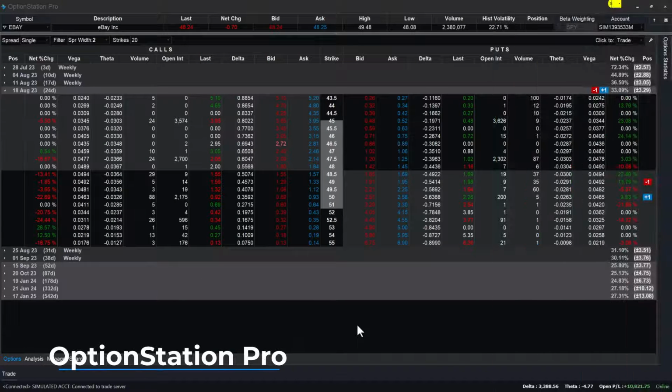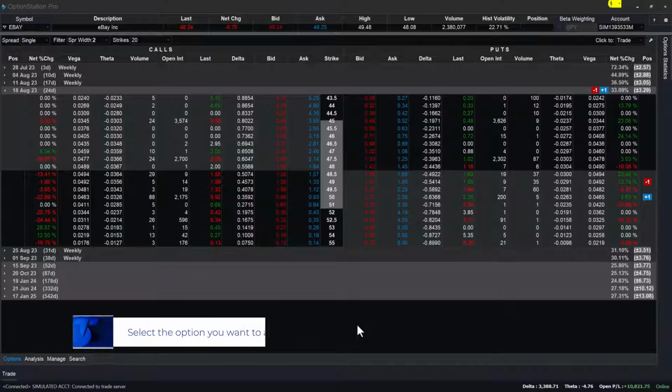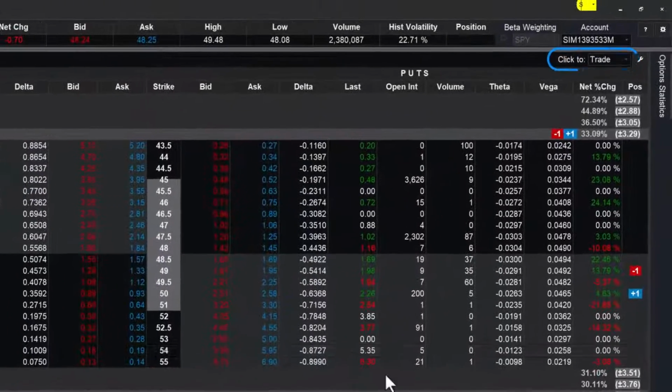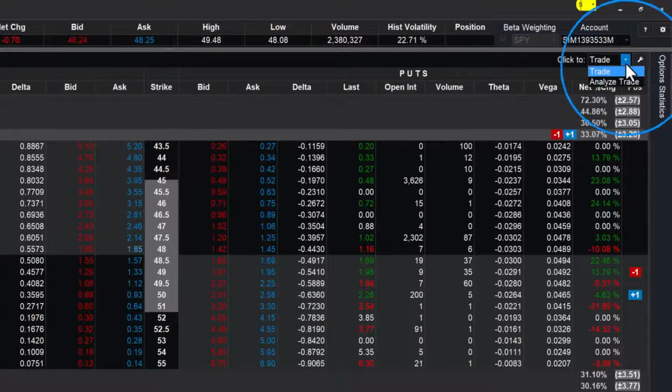To create an option graph in OptionStation Pro, you must first select the option you want to analyze from the Options tab. Before choosing, set the Click to Analyze Trade. This will automatically load the selected option into the Analysis tab and create a risk-reward option graph.